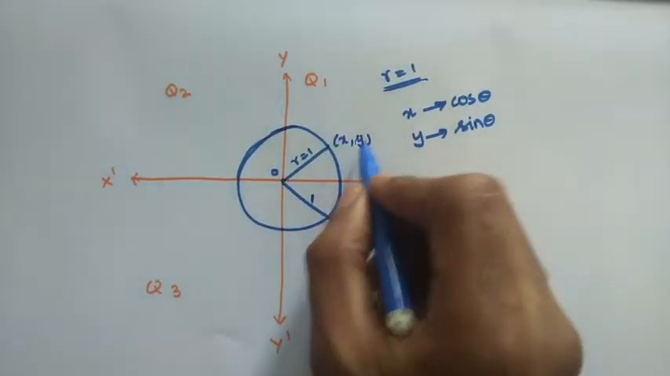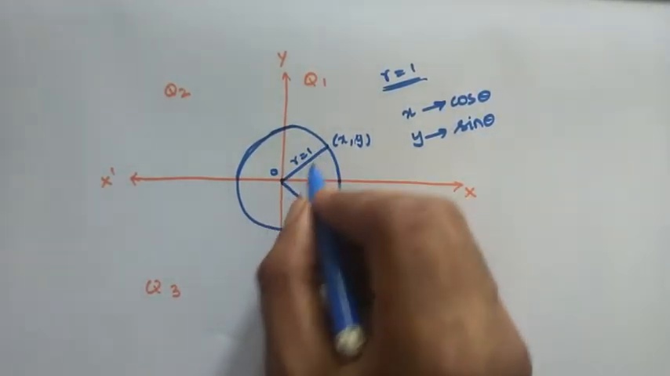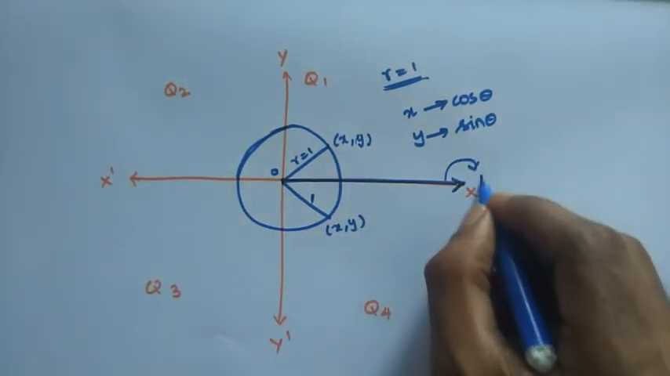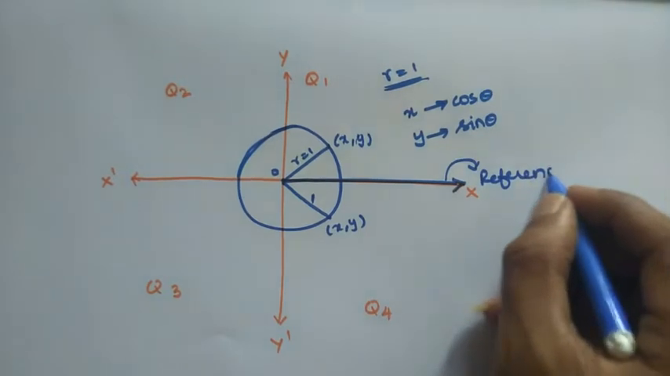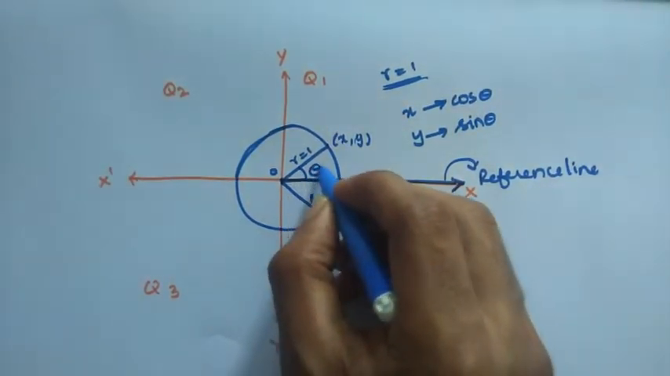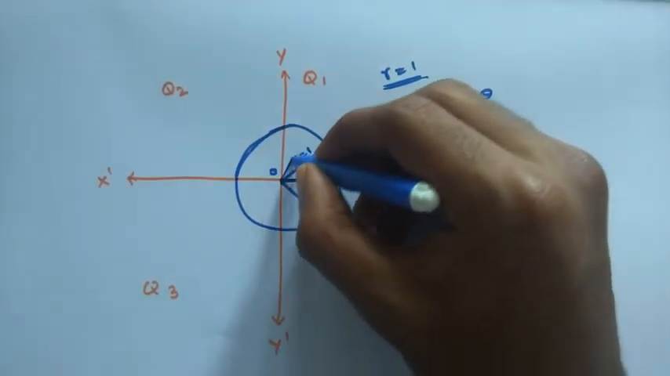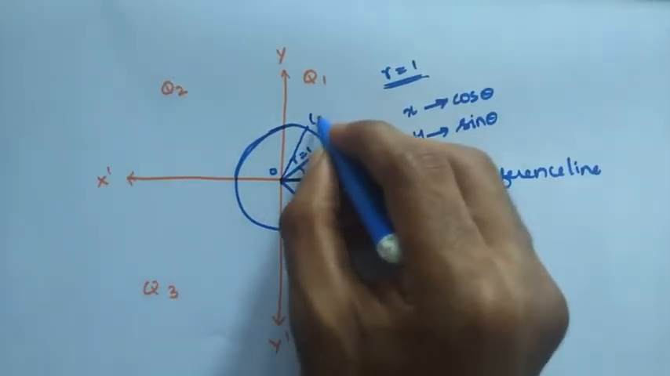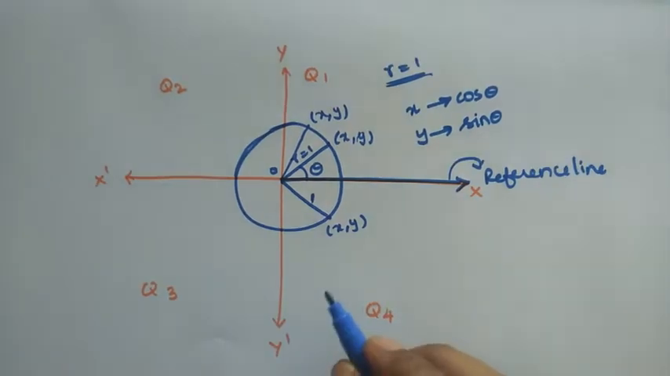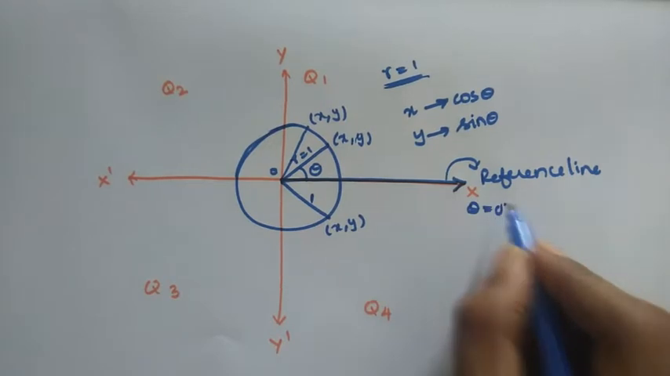This theta is nothing but the angle made by this line with this reference line. Always we take this line as the reference line. This is the reference line and this is the angle here. If we change this line, then theta is going to vary and this point also is going to vary.